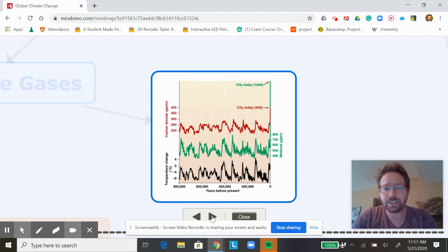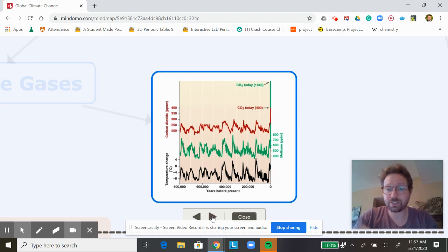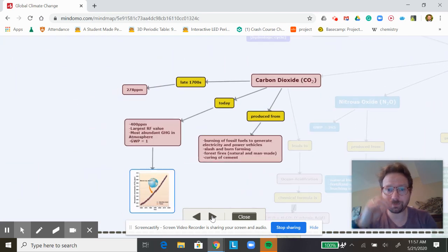And as you can also see, really important to notice here is that the temperature also is fluctuating with each of these as well. So as the gases go up and down, so does the temperature. So there's this correlation between the two.